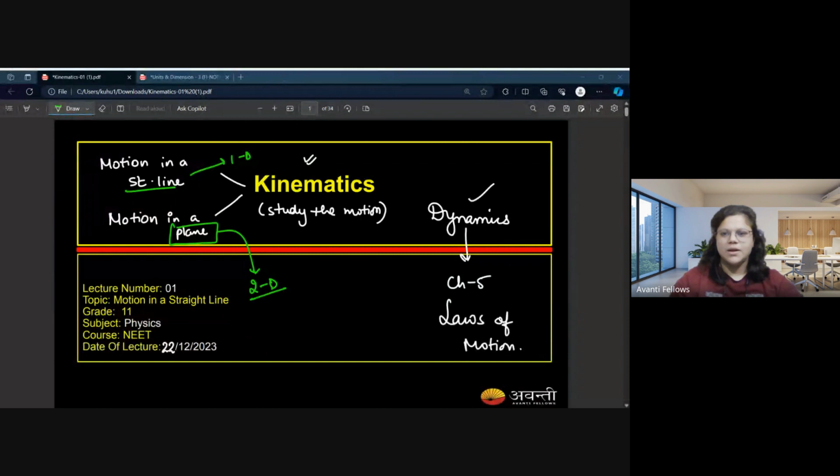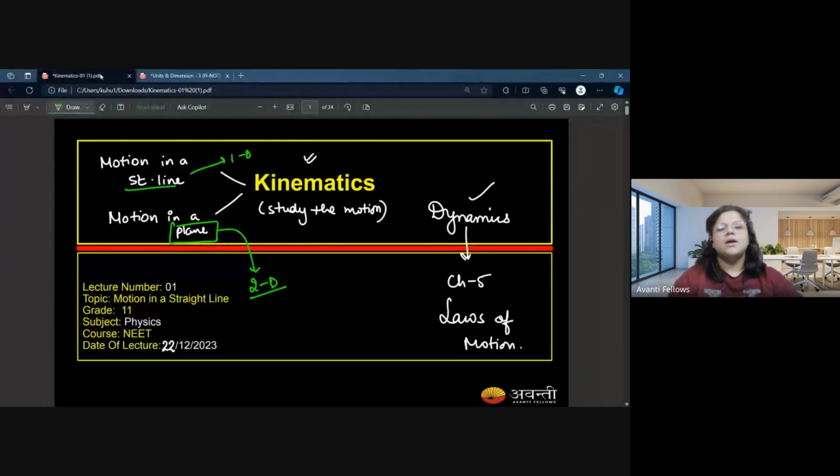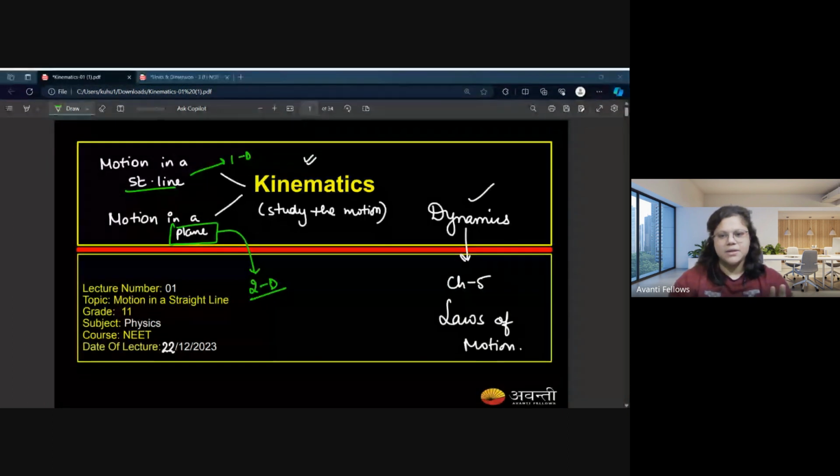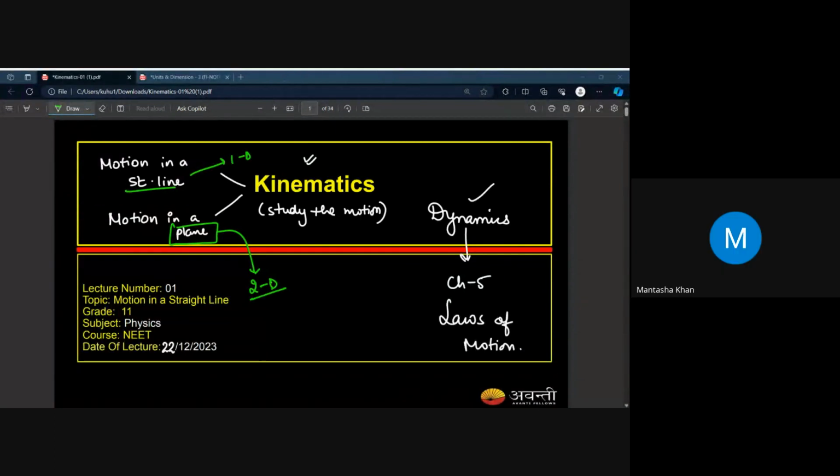Okay. So the thing is, I want you to have a great knowledge of, or at least the basic knowledge of vectors, integration, differentiation, the basic mathematics. So that is something you know? Okay, that's cool.